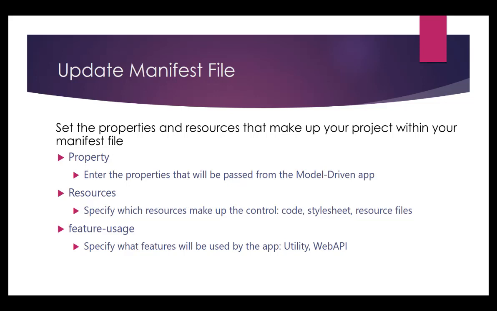The manifest file contains the properties and the resources of the PCF control. The property element specifies a property that will be passed between the application and the control. The resources contains the list of resources that make up the custom control project, such as a TypeScript and a style sheet. The feature usage section contains the features that are to be used in the control. These include Web API and utility, to name a few, which allows us to call the xrm.webapi functions and access data that is available in related entities.